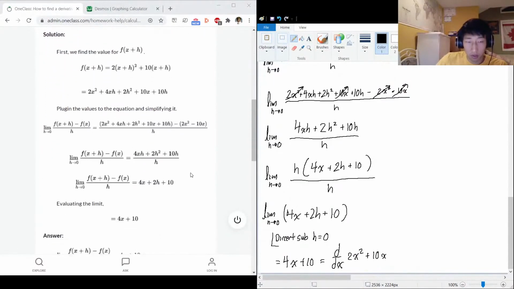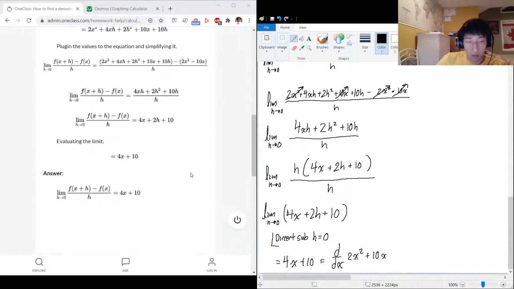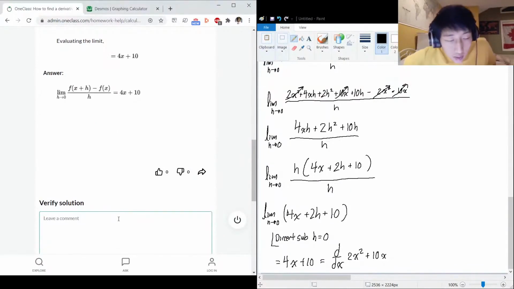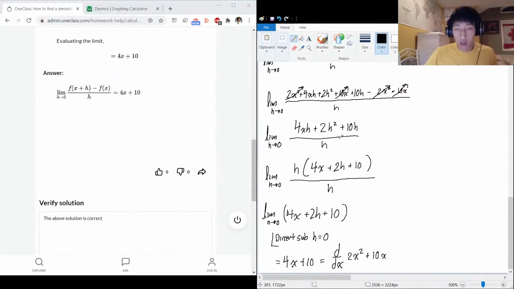So that would conclude this question, and the answer that we have here on OneClass agrees with us. So we can mark that this question is good and keep it moving. Okay, just going to clean off this whiteboard.